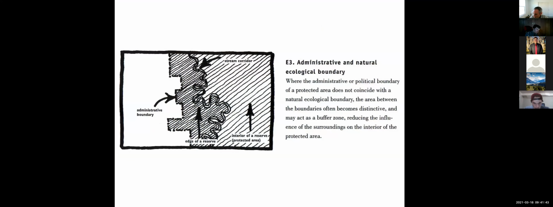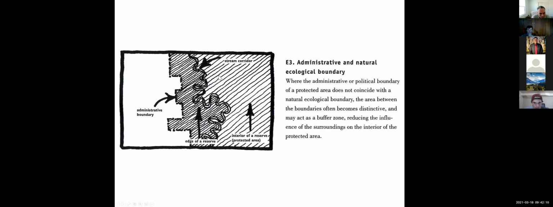This is another example in this diagram that shows the filtering or buffering effect of edges. And in this case, the administrative or legal boundary of a protected ecological reserve does not coincide with a natural edge, and it creates an entirely new ecotone of sorts. And that protects the interior of the reserve from external development threats and other human activity.